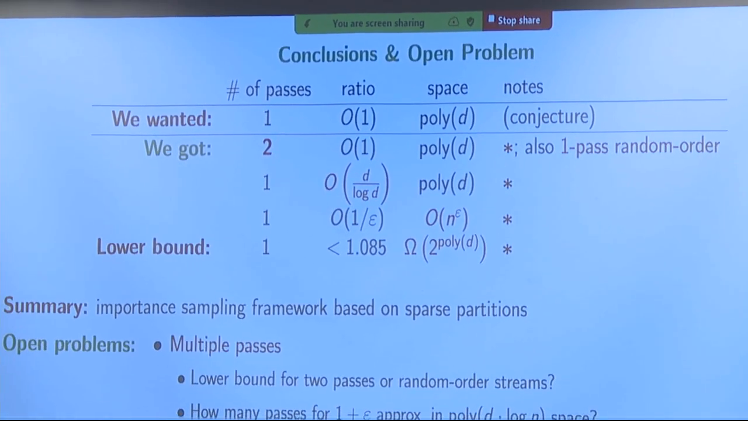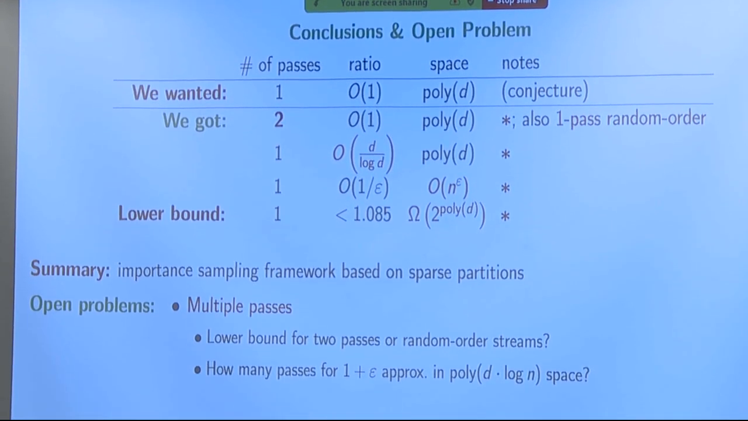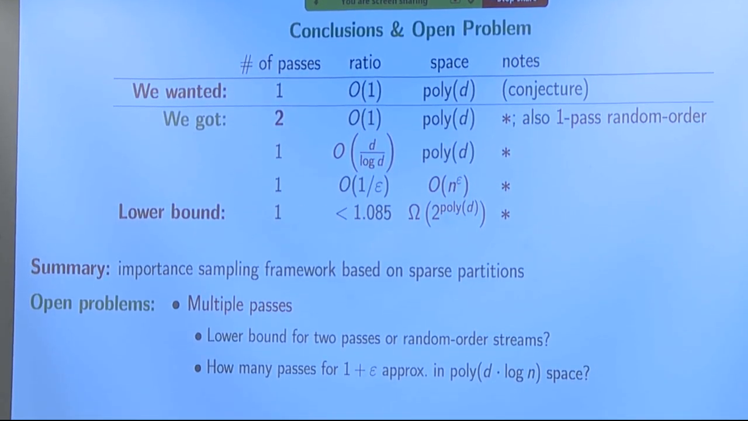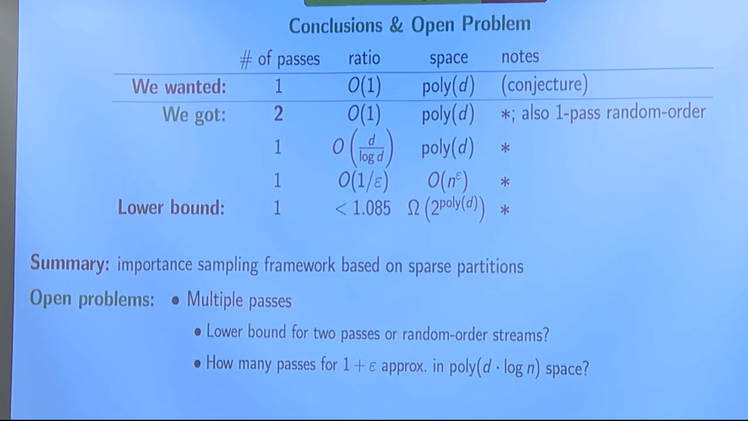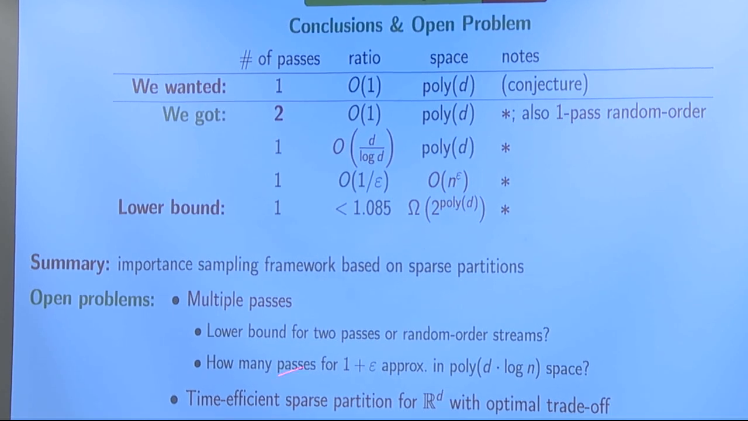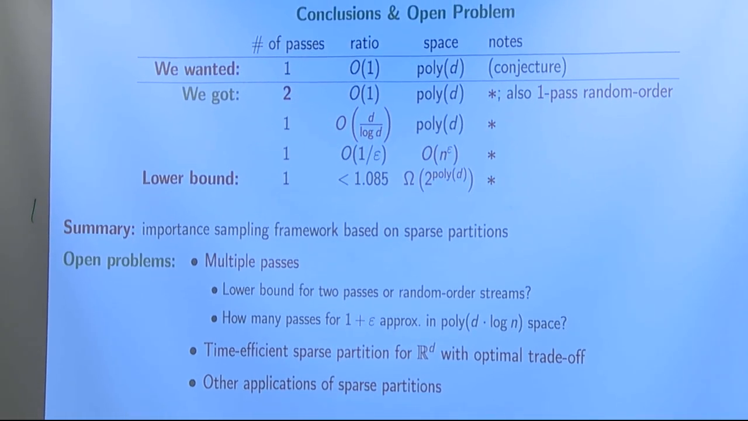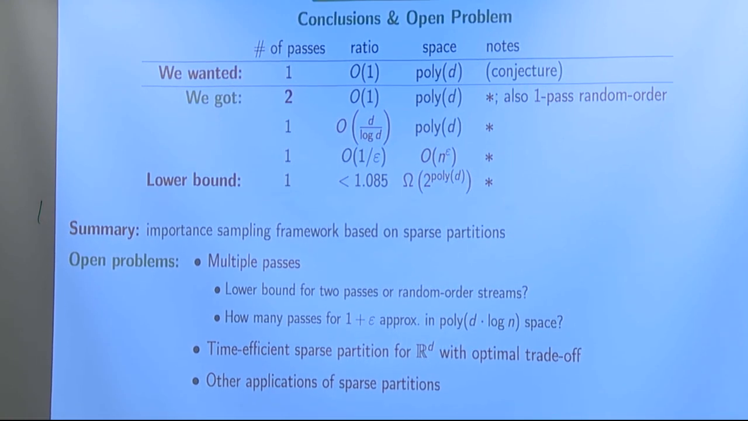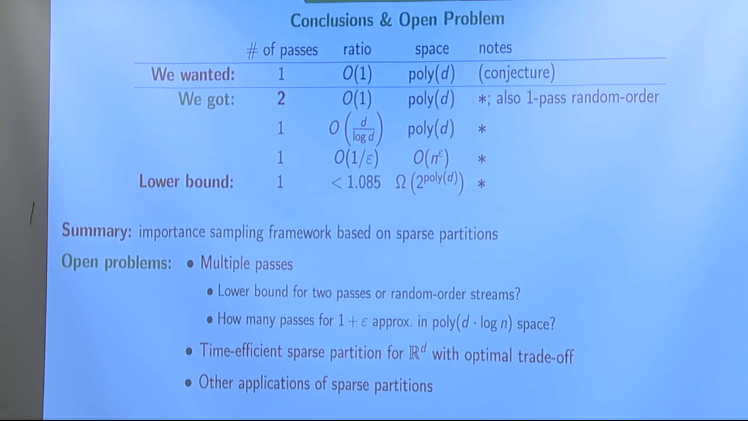So that's our main technique. There are other open problems, like this lower bound is for just one pass, or how to extend it to more passes, or maybe in more passes we can get a 1 plus epsilon approximation even in high dimension. And as I said, our nearly optimal construction of sparse partition has the drawback of not being time efficient. So that's another nice open problem. Okay, so that's it. Thanks.